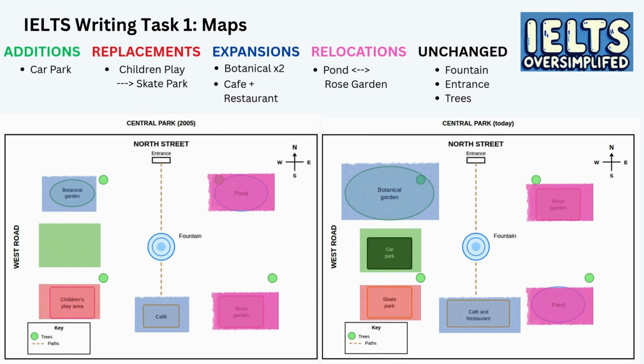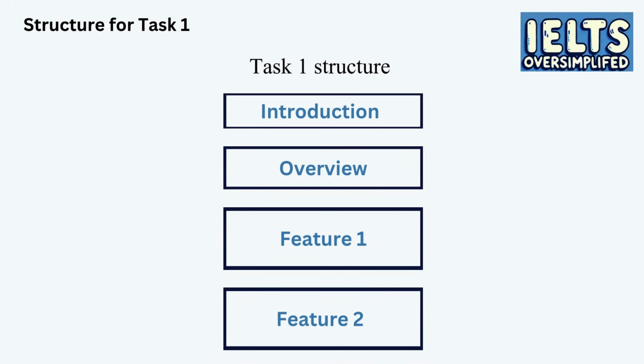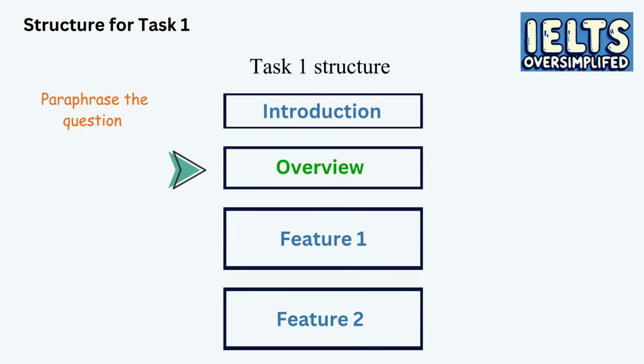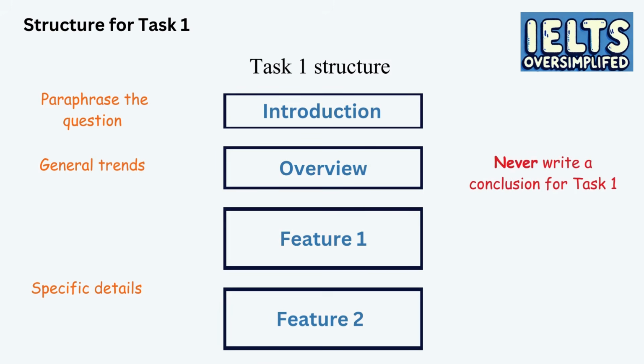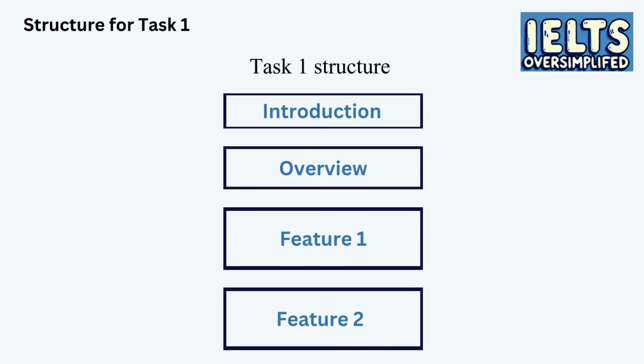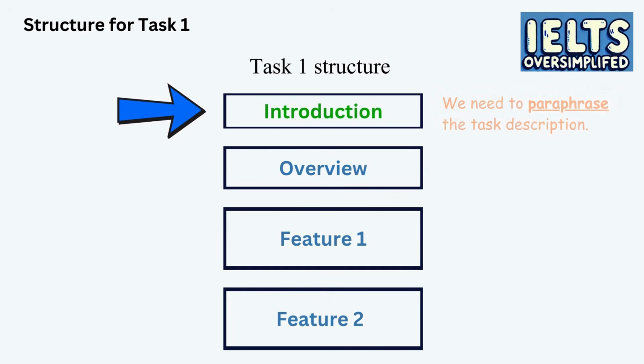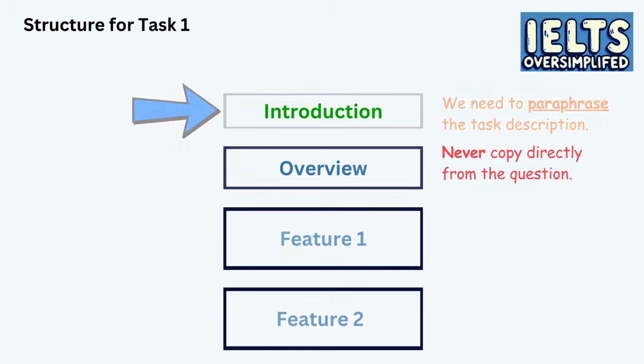But before we start writing, let's look at the Band 9 answer structure. Let's quickly review the Band 9 structure for Task 1. You need 4 parts: an introduction where you paraphrase the question, an overview with general trends only, and 2 body paragraphs with specific details. Never write a conclusion for Task 1 because you're describing data, not giving opinions. Now, let's write our introduction. We need to paraphrase the task description. Never copy directly from the question.